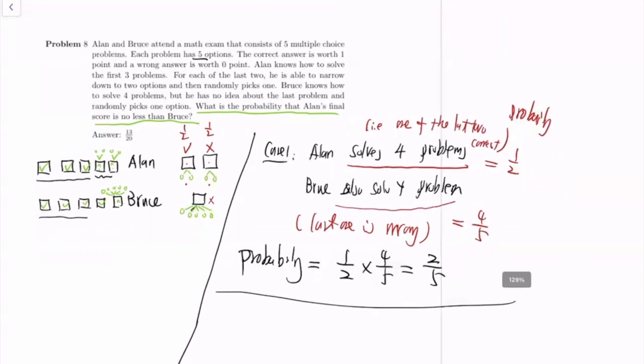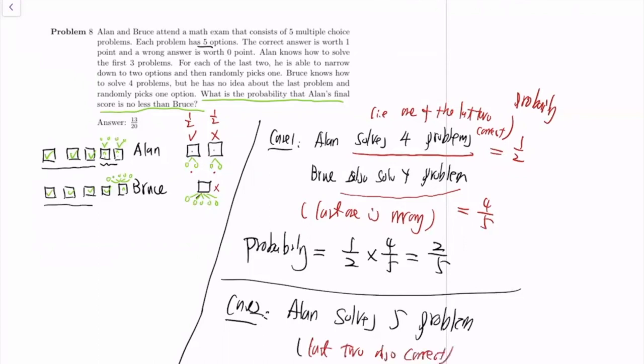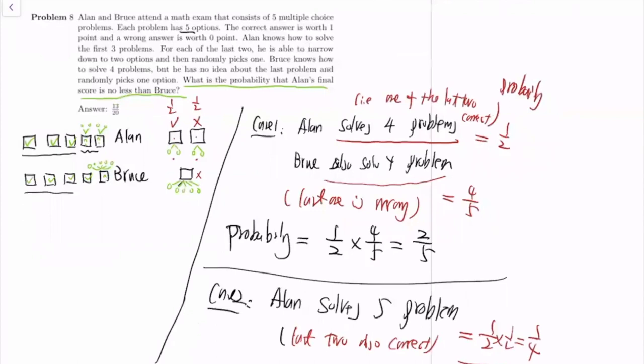Now case two. Case two is Alan solves all five problems, which means the last two are also correct. And we know the probability is 1/2 × 1/2, which is 1/4. For this case, we don't care about how Bruce did, because Alan already got the full score. So regardless of how Bruce did, the score of Alan is not going to be less than Bruce's.